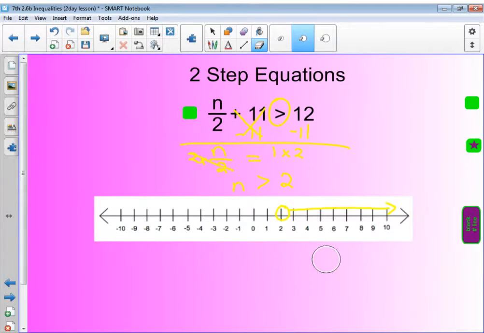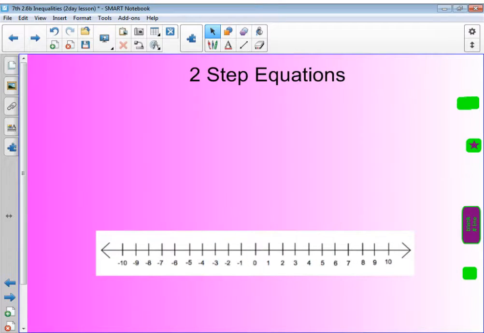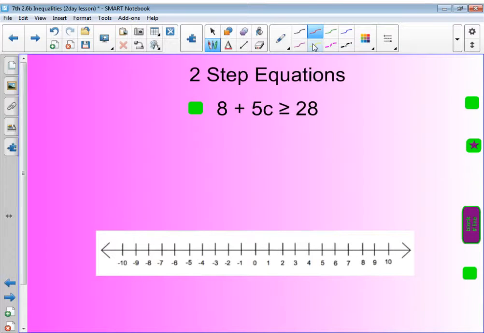Okay, so let's try another one of these. Once again, if it's confusing to see it that way, you can substitute in an equal sign here and then solve it like it's an equation. So right now I have 8 plus 5c equals 28. Remember, when you're doing this, you want to get rid of the non-c first. We're used to seeing that c in the front part of the equation, and they're not always going to write it out that way.